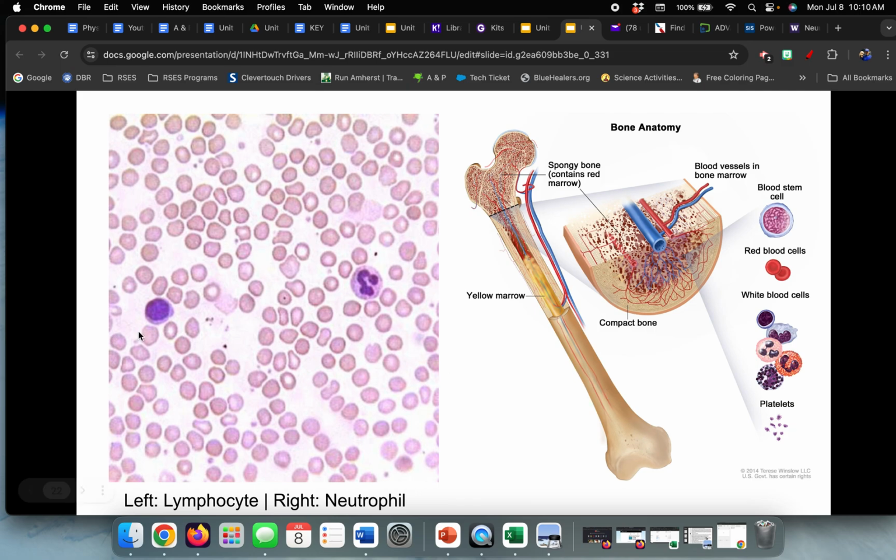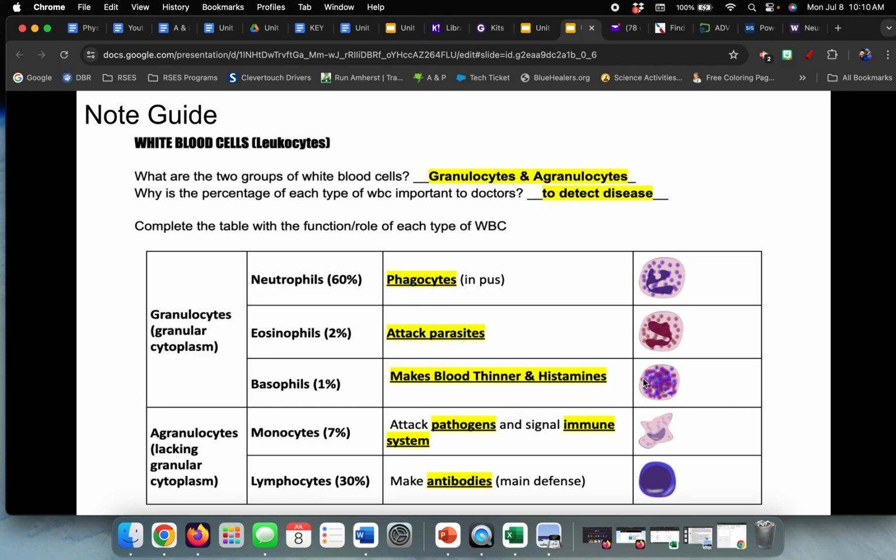Just another picture: on the left, you can see a lymphocyte because the purple nucleus takes up pretty much the whole cell. On the right, the monocyte, how do we know? It's got that horseshoe shape. You won't have to be able to identify the different ones, but you will have to know what they do. So pause here while you fill that out.